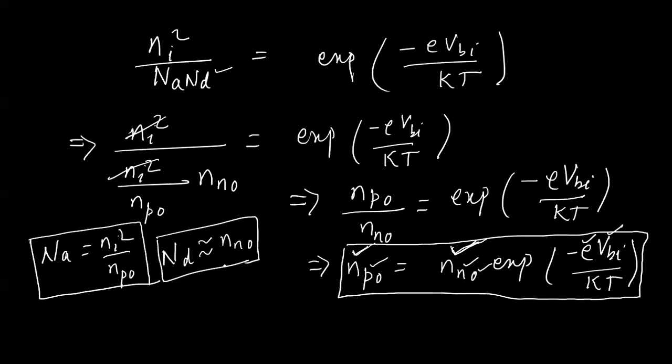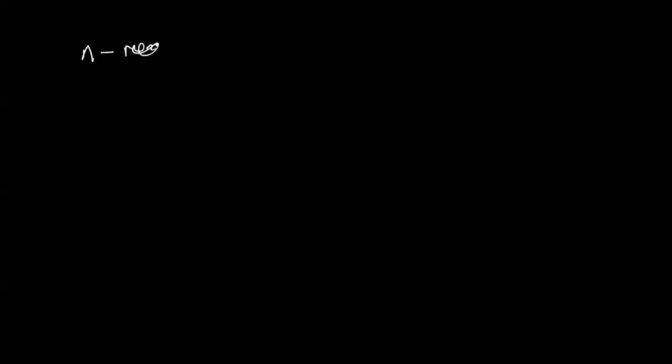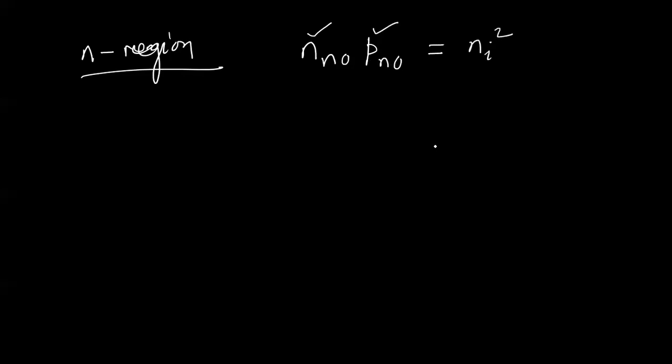So for the N region, what is the electron concentration and what is the hole concentration? The majority charge carrier electron concentration in the N region is Nn0, and the minority carrier hole concentration is Pn0. Nn0 times Pn0 must be equal to ni squared, right? Now you substitute for this. Nn0 is actually your Nd value, and this is Pn0.